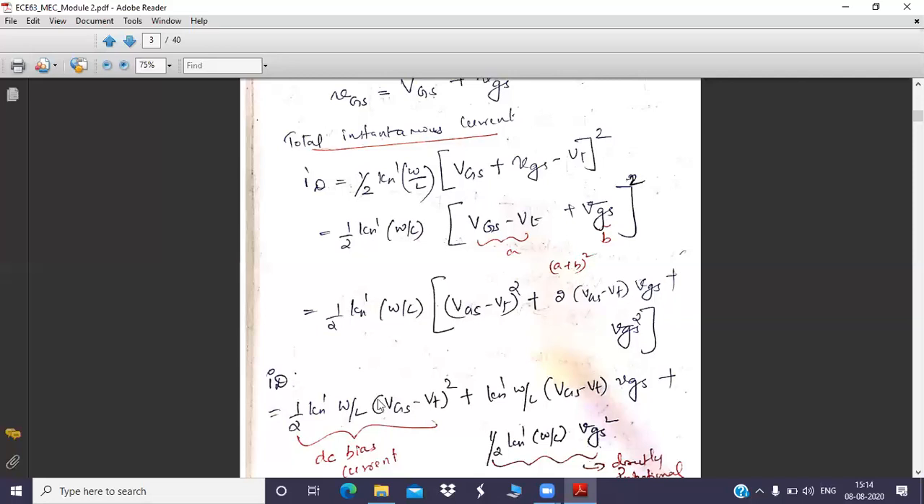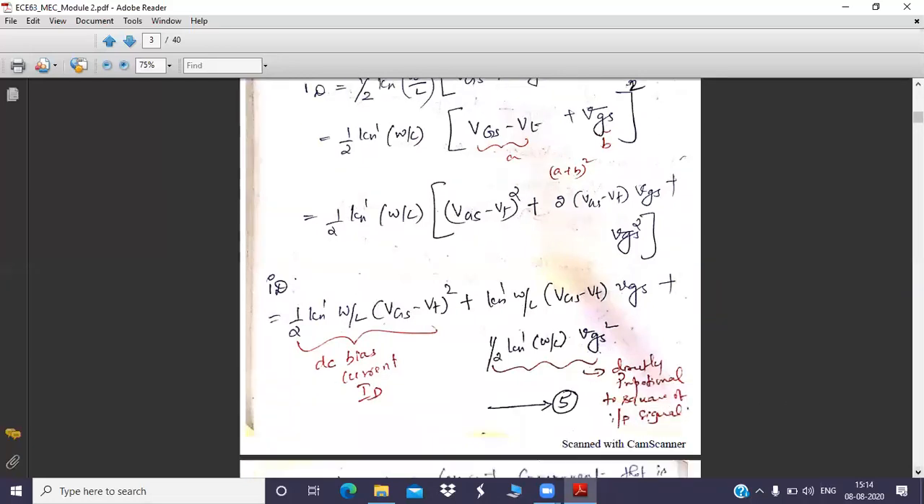Okay. Now what will you do next? You have to open the brackets, meaning this half Kn dash W by L should multiply with the VGS minus VT the whole square, plus again this should be multiplied with the second term, and again this should be multiplied with the third term. So you have three terms. That is, you have just opened the brackets. I think it is clear.